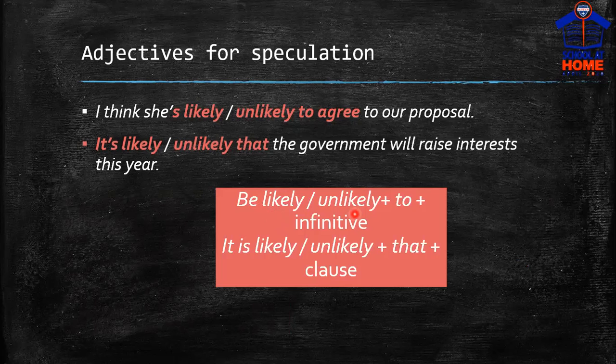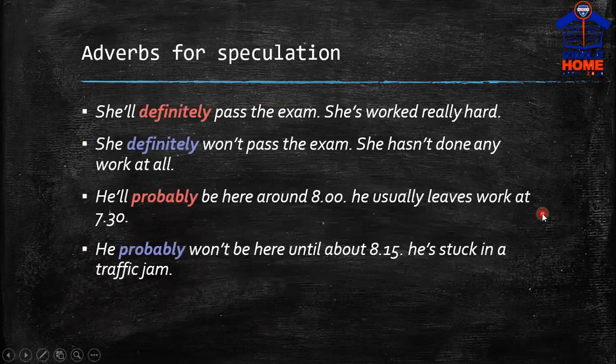We have the two. With likely to, we are saying something specifically, okay? And in the other one, we have a clause. So here are the two examples. And also we have adverbs for speculation.